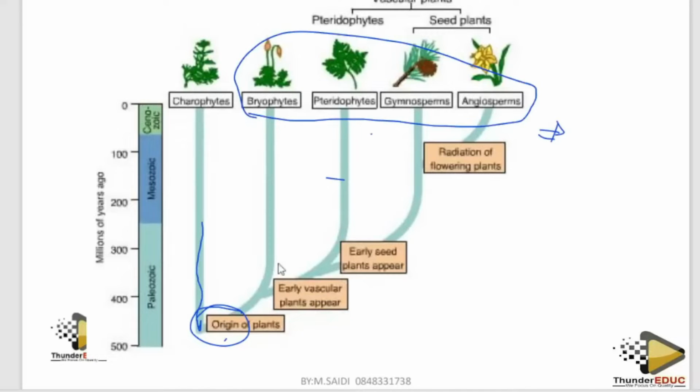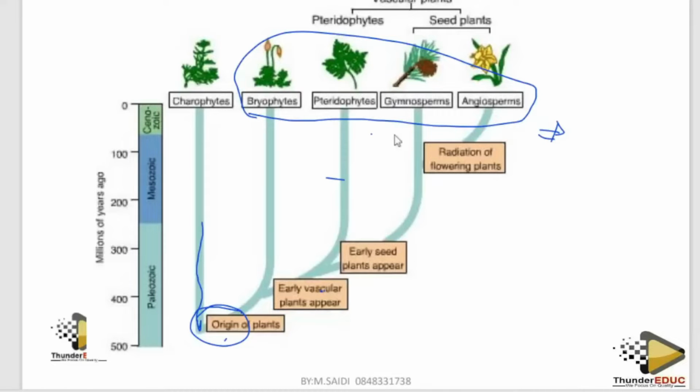So early vascular plant appears, meaning that this plant which went like this, the bryophyte, doesn't have a vascular bundle. Vascular bundle is xylem and phloem. Phloem, you remember, is responsible for transportation of manufactured food, and xylem is responsible for transportation of water and mineral salts. Now, look, all these plants have a vascular bundle. All these plants are seed plants.